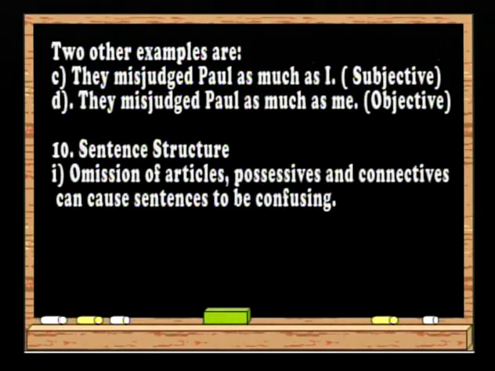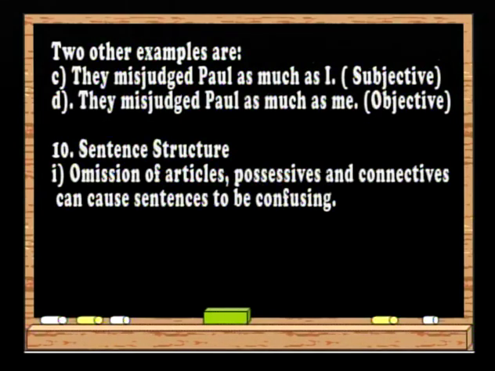Two other examples are, they misjudge Paul as much as I, subjective. They misjudge Paul as much as me, objective.